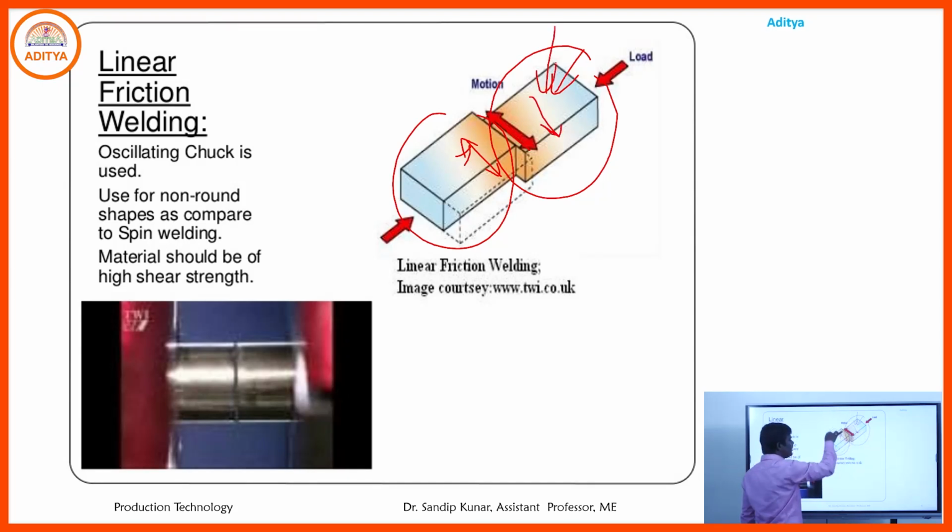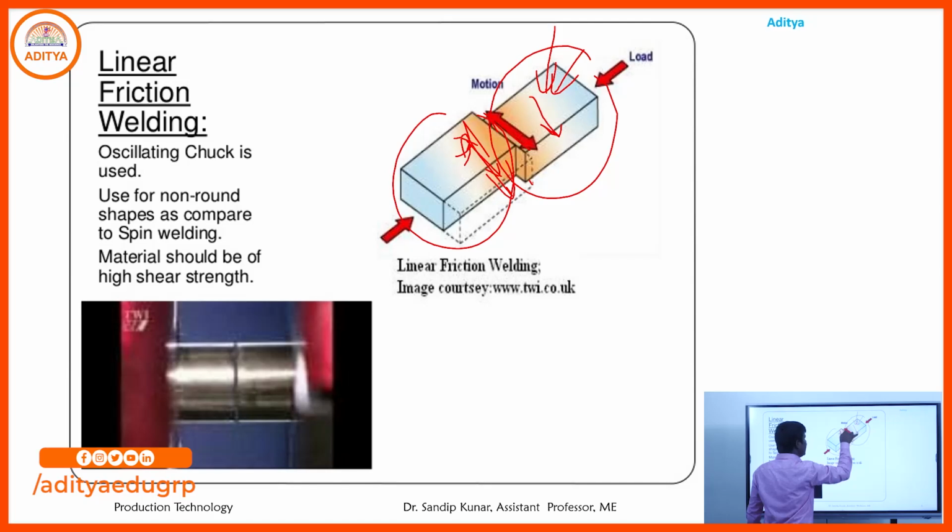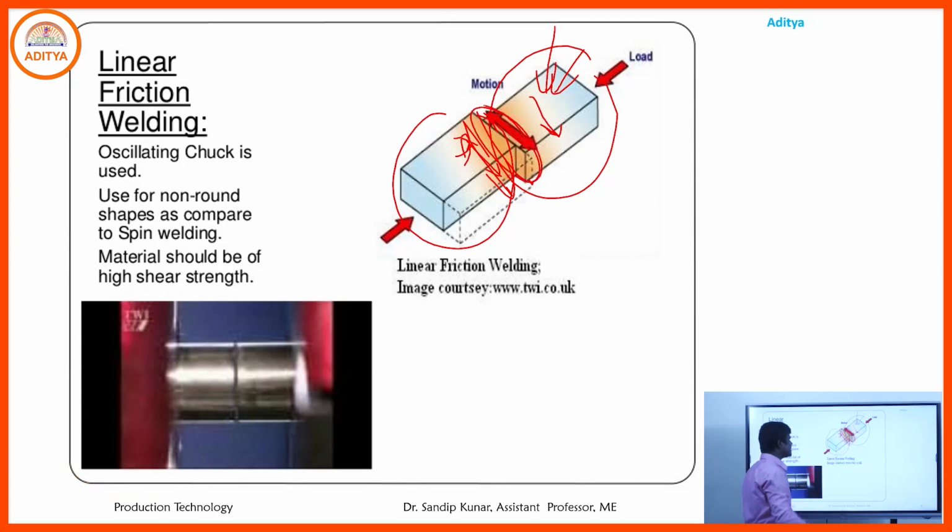One part is fixed, the other part will be moved to and fro. Due to this continuous to-and-fro motion, mechanical friction is created and heat is generated in that particular zone, melting some part. After a certain time it solidifies and both blocks are connected in that zone. That is linear friction welding.